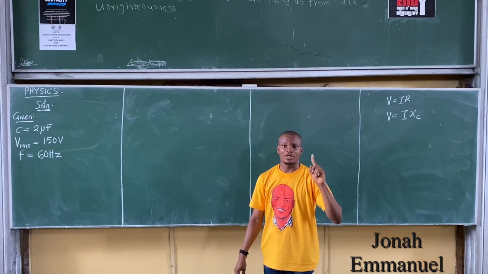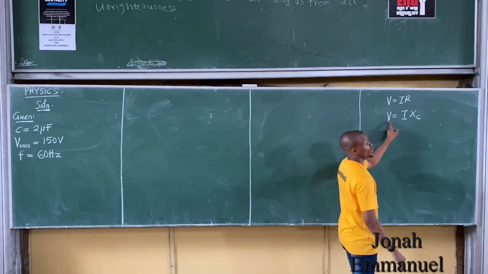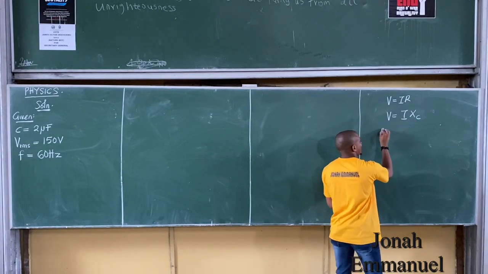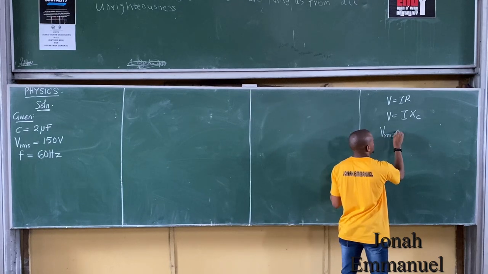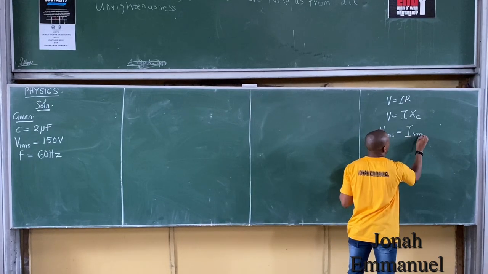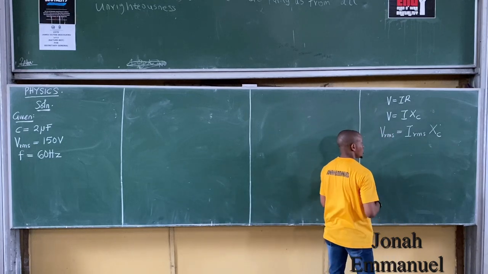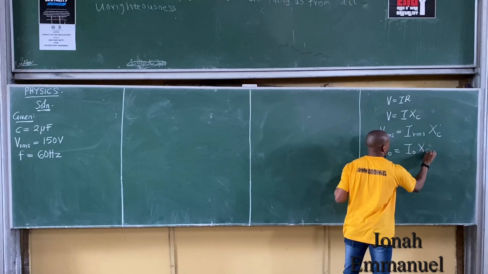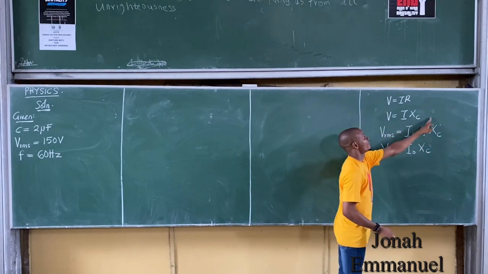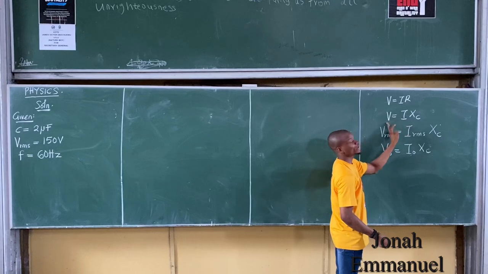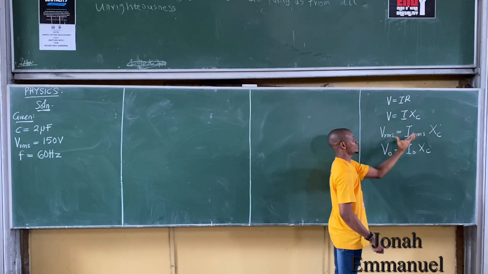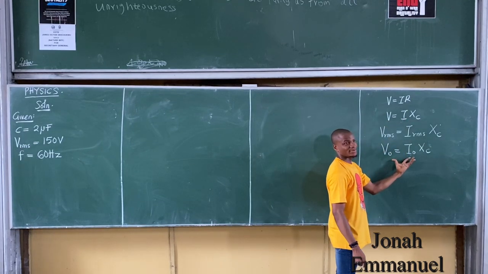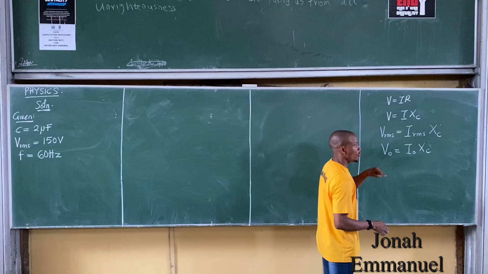We want to find the RMS value of the current. From what we did initially, V RMS becomes I RMS times XC. In the same way, V naught is equal to I naught times XC. So in this general form of the equation, these two are related. I can express these two in terms of RMS, and I can express these two in terms of peak. That's the concept.